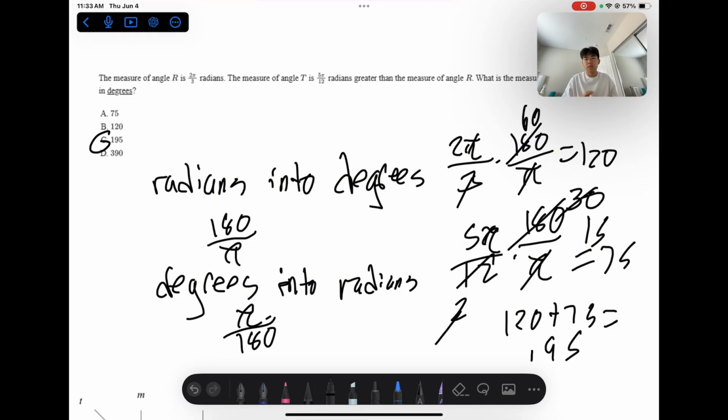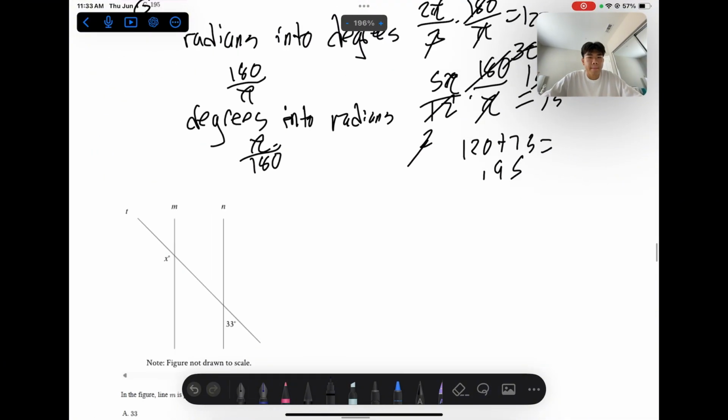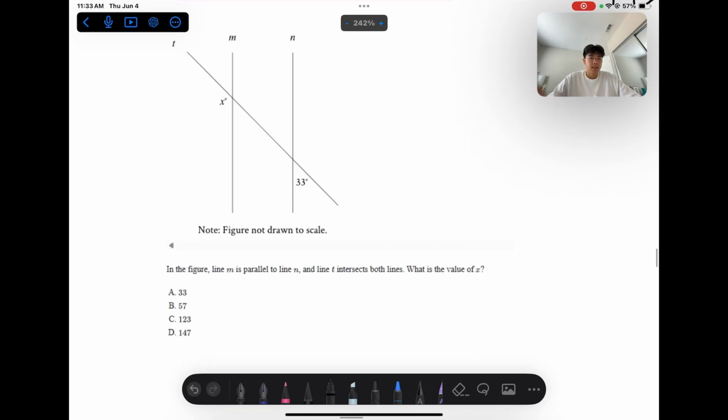So this question is pretty simple, right? But if you don't know the formula, then you won't be able to solve it. So memorize the formula. Next question. These appear like the first few questions on the SAT, I think. But it just might be confusing if you don't know it.